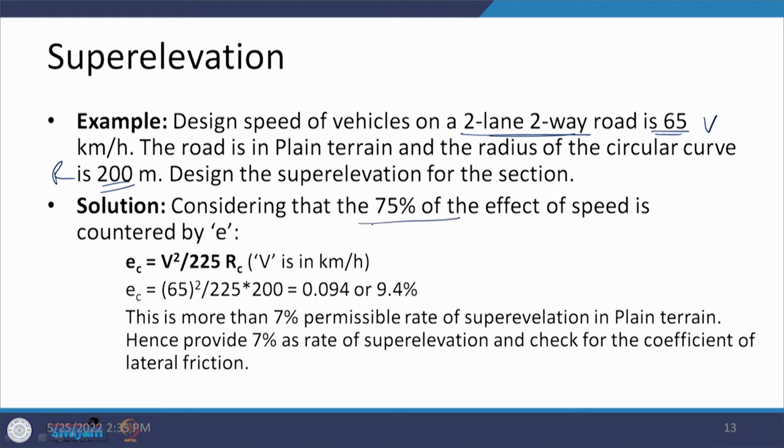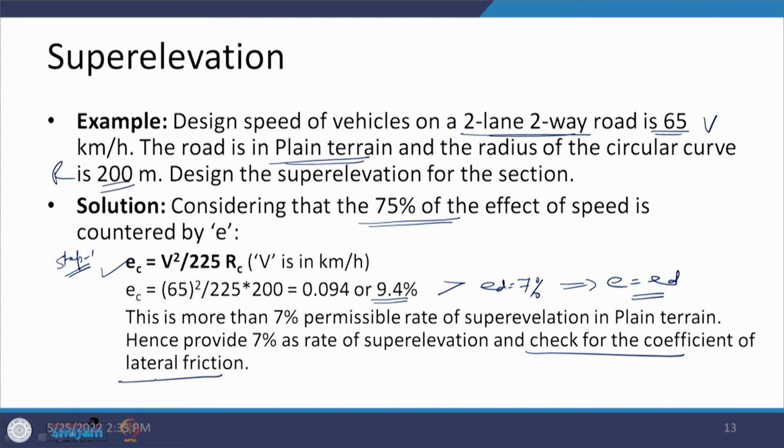So, we are going to work with the 75% effect of speed as step 1 and we calculate the value of EC as V square divided by 224.5 RC, and what we get is 9.4%. Because this is a plain terrain, our ED is again 7% here and this 9.4% is greater than ED. That means now E has to be made constant at a value of ED and because there is some effect which is left and not counted by E, we have to go and check for the coefficient of lateral friction.